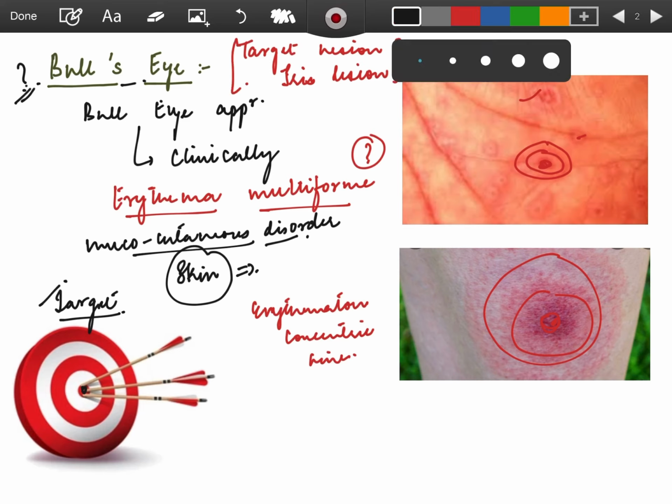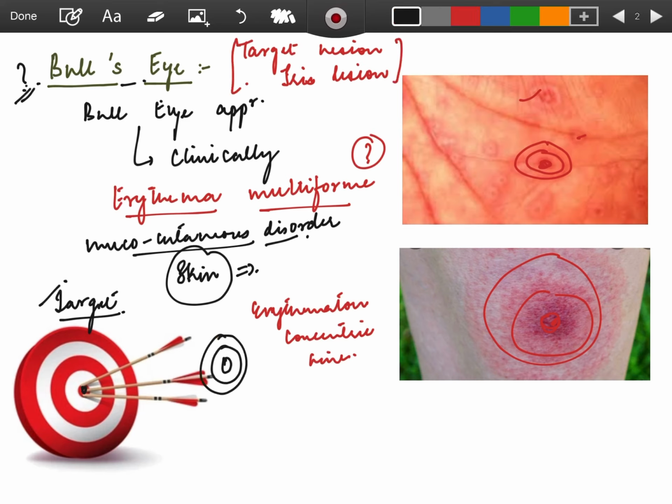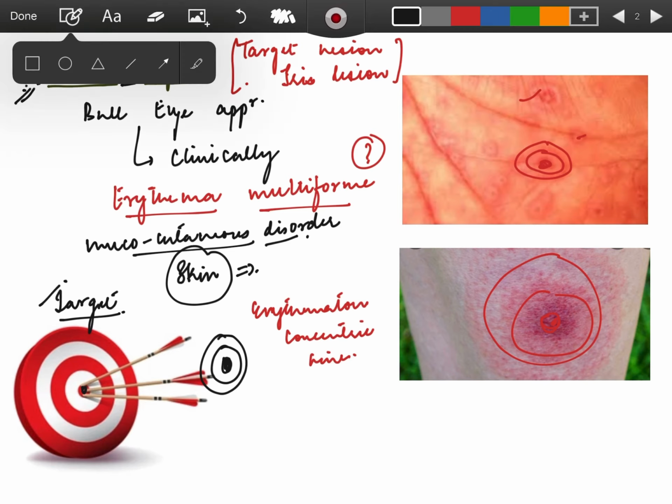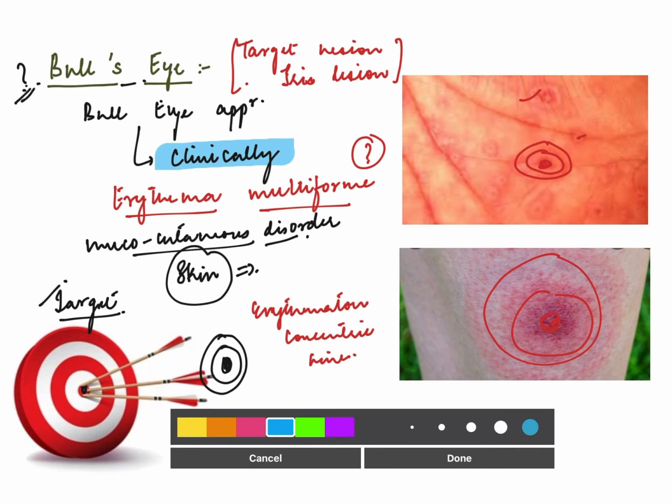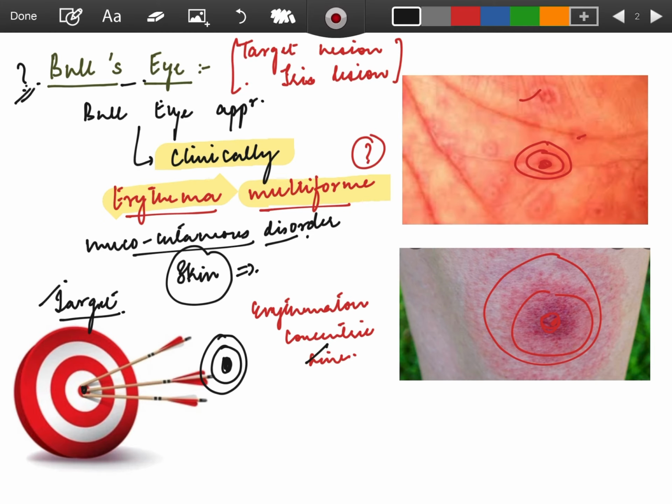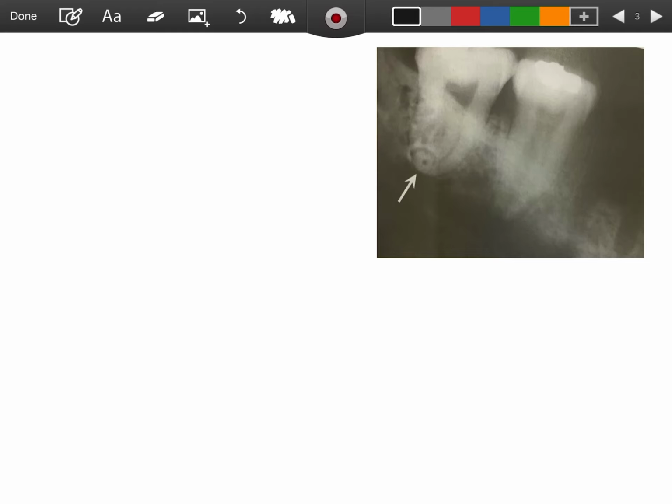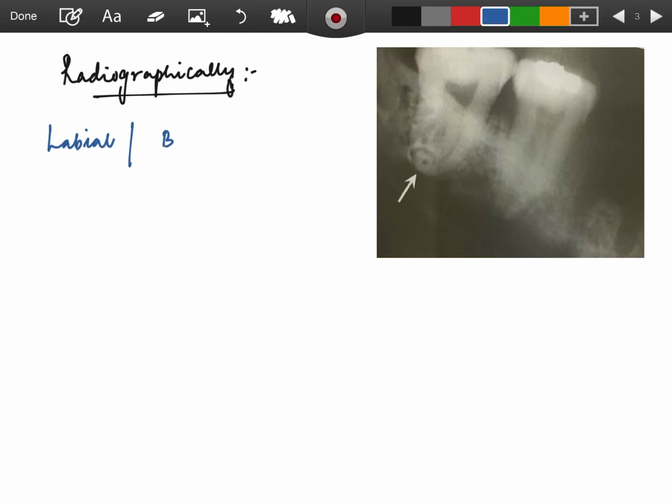So remember that bullseye appearance is seen in the erythema multiforme, also called the target lesion and the iris lesion. It is seen clinically and only in the skin, not in the oral cavity. So this is also a radiographic picture of a bullseye. So radiographically bullseye appearance is seen in labial or buccal dilaceration.